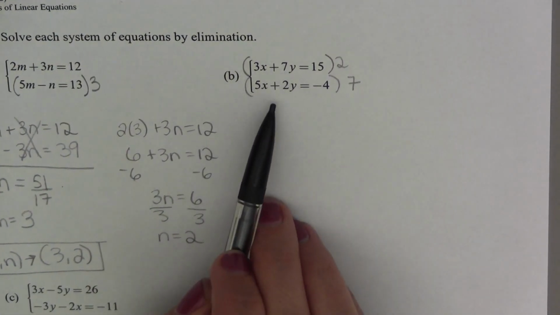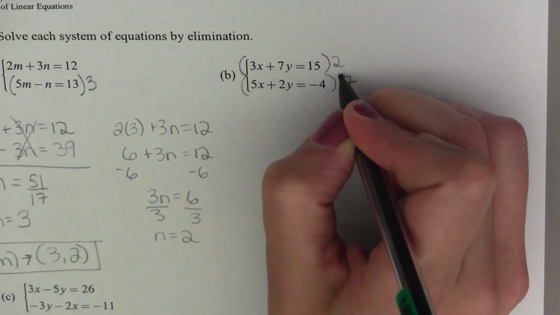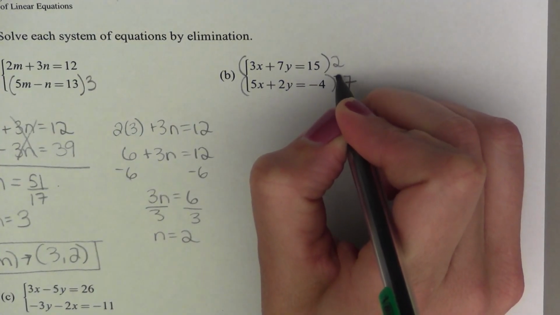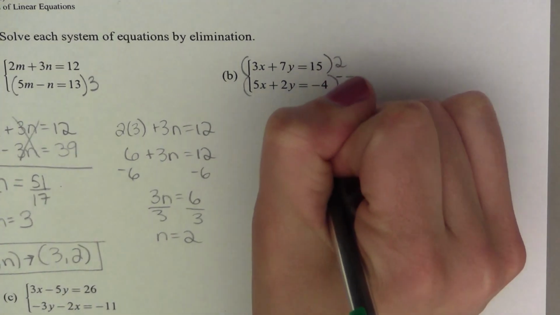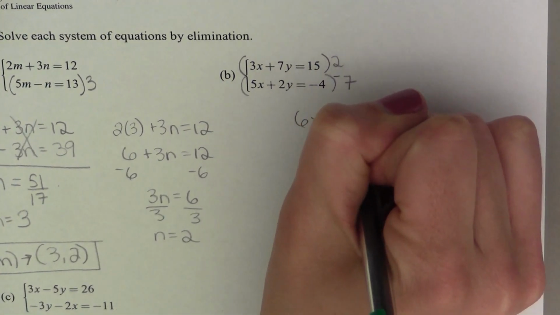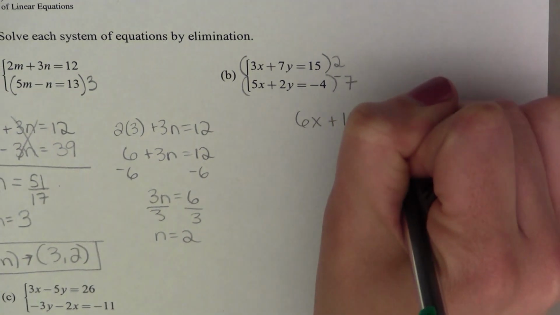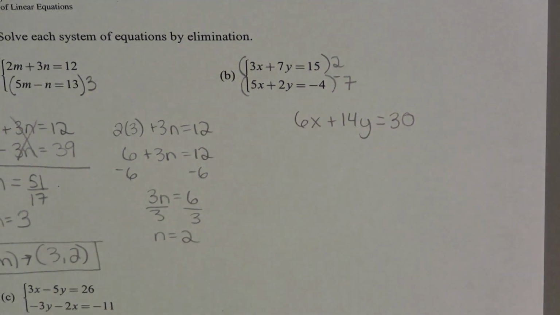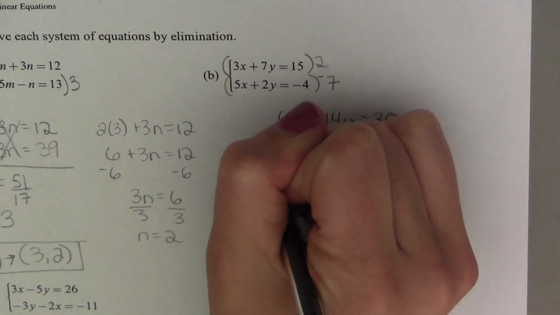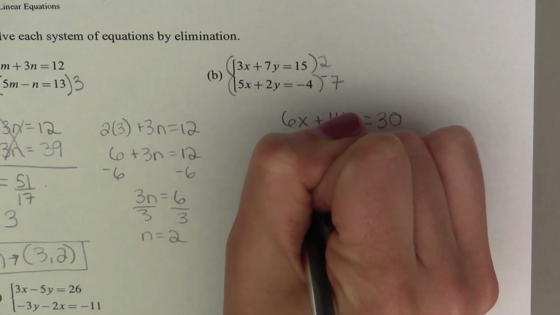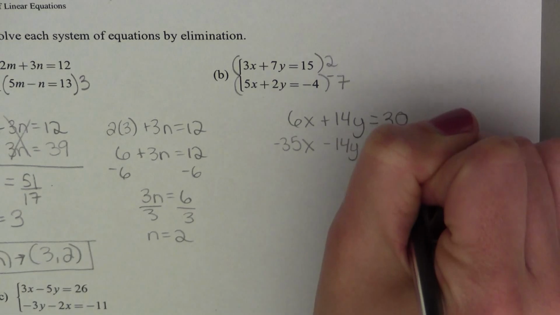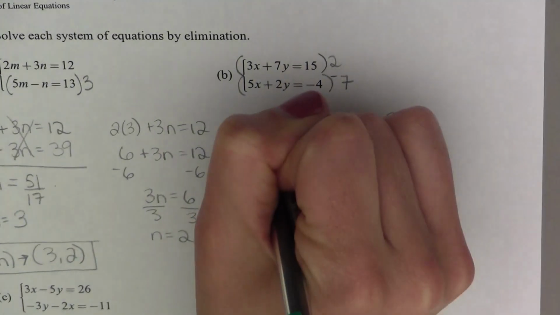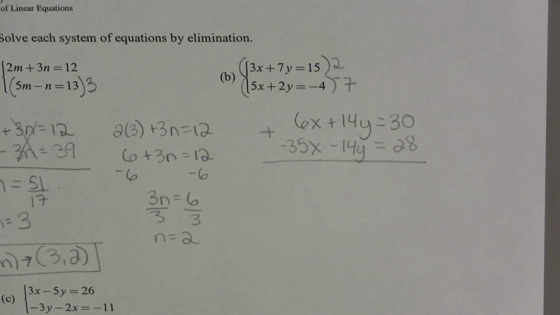However, they're both positive, so I do want to make sure one of them is a negative. So I'm going to distribute that 2 to the top equation for 6x plus 14y equals 30. Distribute that negative 7 to the bottom equation: negative 35x minus 14y equals a positive 28. Let's add those two equations.